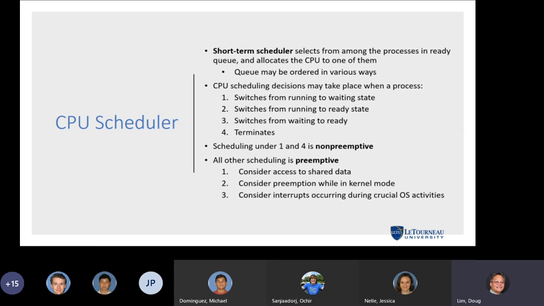Consider access to shared data. That's our synchronization mechanisms that we talked about in the previous chapter. And then consider preemption while in kernel mode. Again, it would be more common to have non-preemptive kernels than to have a non-preemptive.